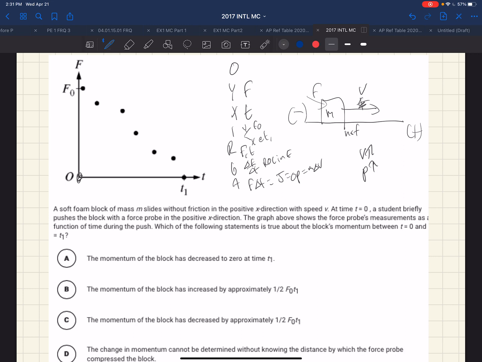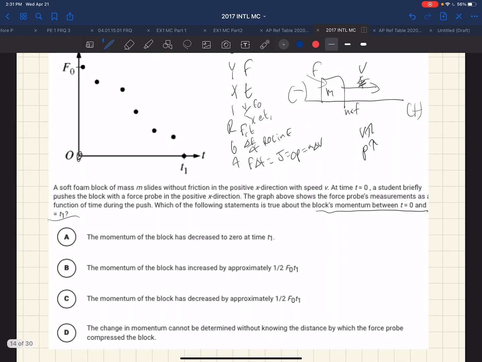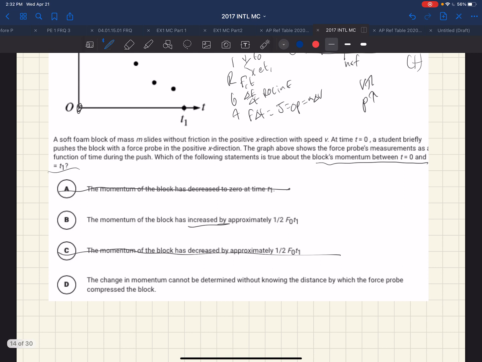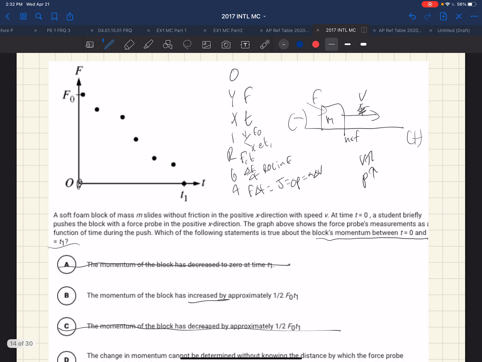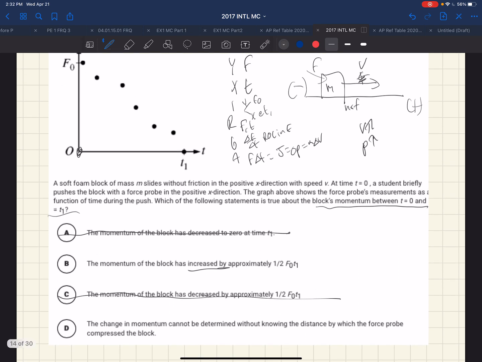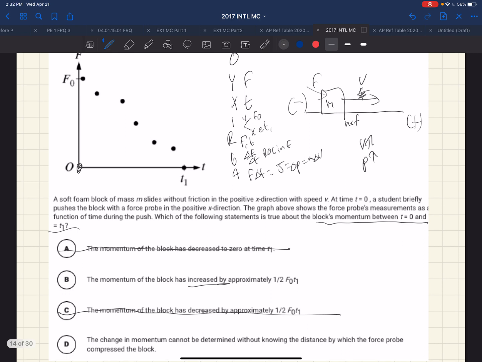The force probe's measurement is a function of time. Which is true about the block's momentum between T0 and T1? Well, without even looking at the graph, just from the situation, we know the momentum must increase. So let's look to see. Decreased, false. Increased, yes. Decreased, false. Cannot be determined without knowing the distance by which the force probe compressed the block. Not sure if that's correct, but we're down to 50-50 in any case, just by knowing that the momentum has to increase when you're applying a force in the same direction that it's moving.